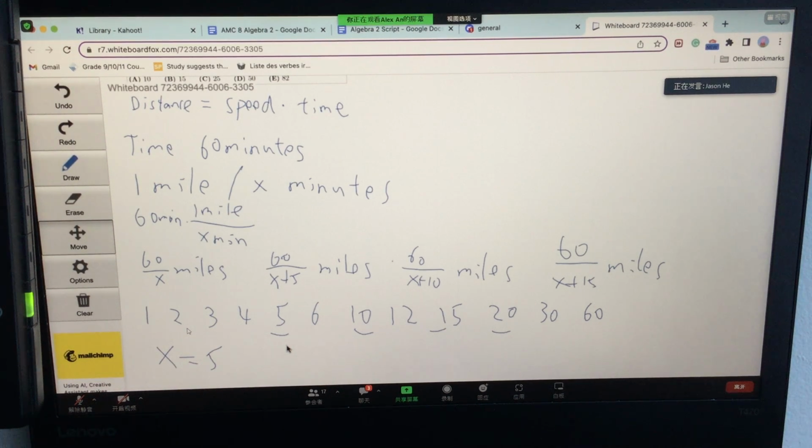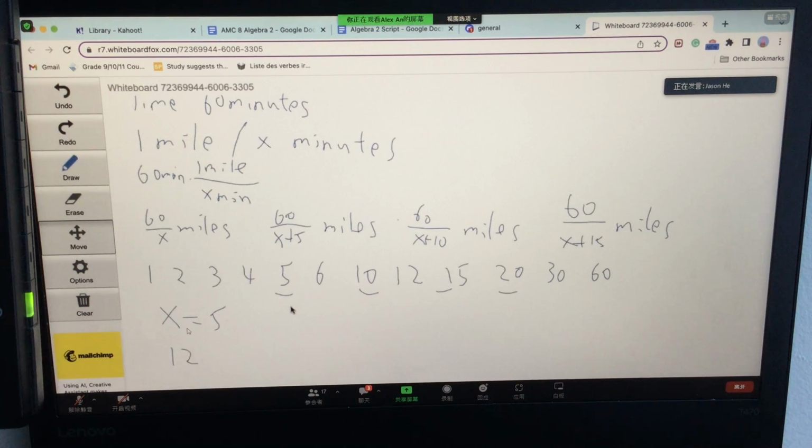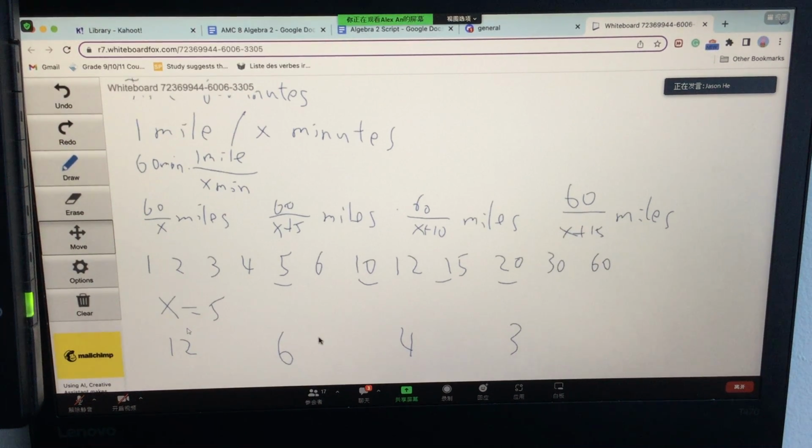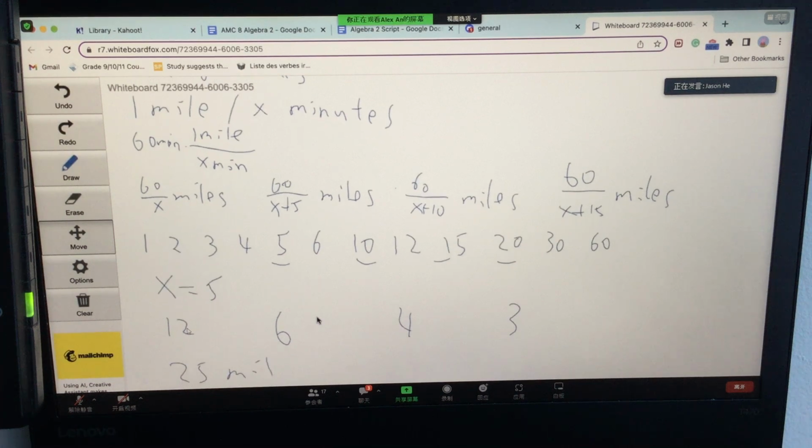And so these numbers are 60 divided by 5, that is 12. 60 divided by 10, that's 6. 60 divided by 15, that's 4. And 60 divided by 20, that's 3. And we add all 4 of these numbers together and we get the answer 25 miles. And yeah, that's the answer.